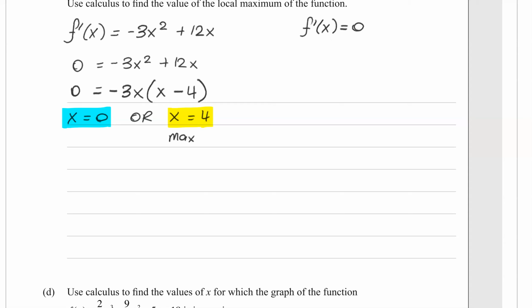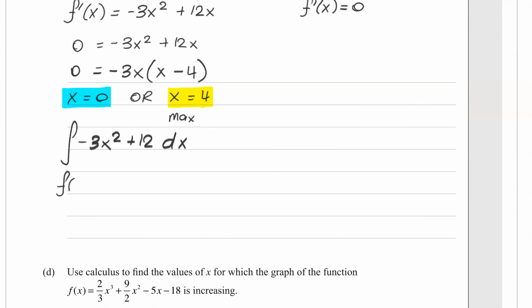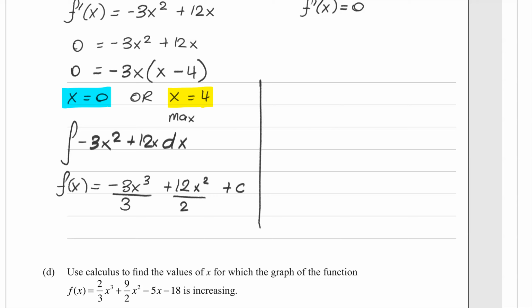Now to find the y coordinate, we'll have to actually integrate our gradient function. So we've got negative 3x squared plus 12x. We're going to integrate that. So now we get our function f of x is equal to negative 3x cubed over 3 plus 12, oops, I forgot the x there, 12x squared over 2 plus c. Right, I'll draw a line here and I'll move over on this side now.